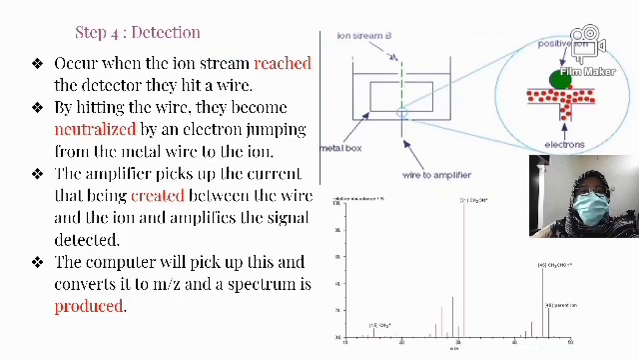In the last step, detection, which occurs when the ion stream reaches the detector, the ions hit a wire. By hitting the wire, they become neutralized by an electron jumping from the metal wire to the ion. The amplifier picks up the current that is created between the wire and the ion and amplifies the signal detected. The computer will pick this up and convert it to m/z and a spectrum is produced. We can see the mass spectrum produced.